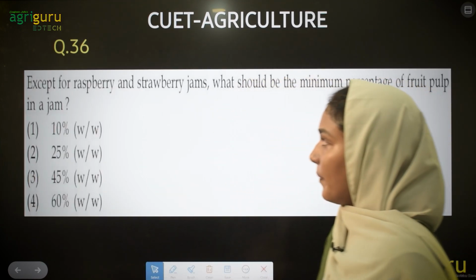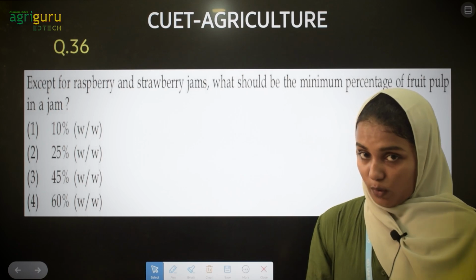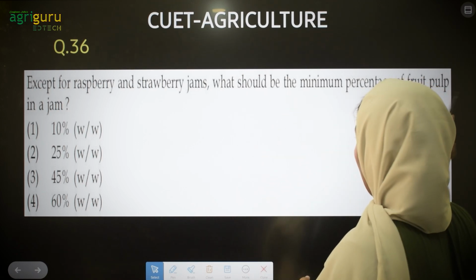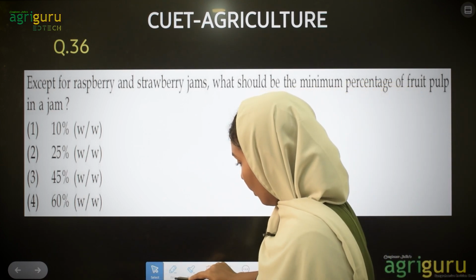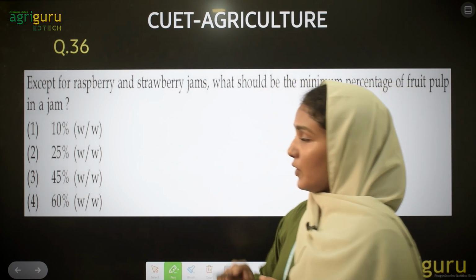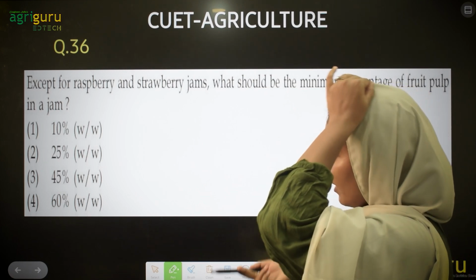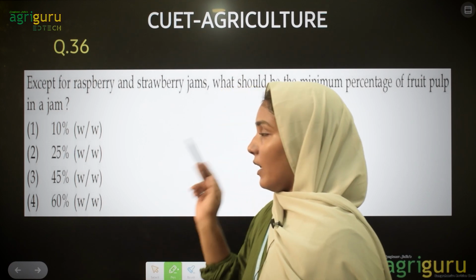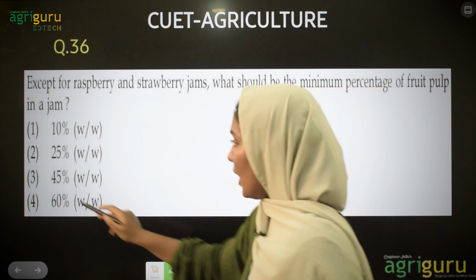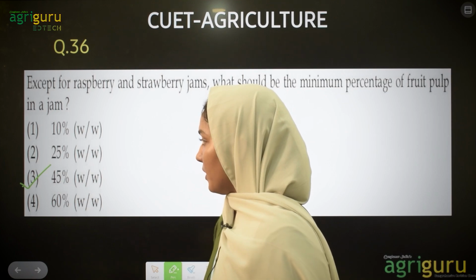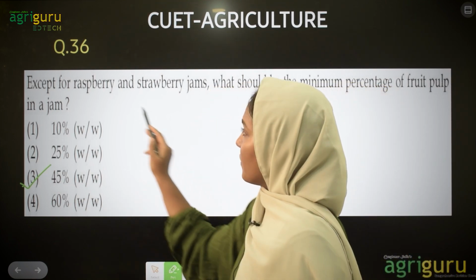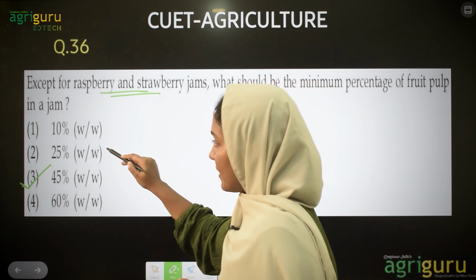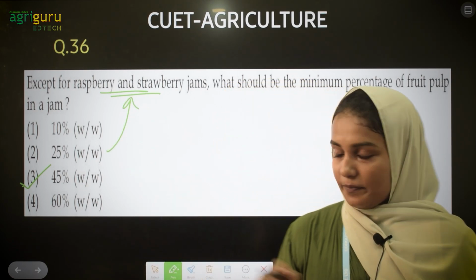Question number 36. Except for raspberry and strawberry jams, what should be the minimum percentage of fruit pulp in a jam? The answer here is, for all other fruits, the fruit pulp percentage should be 45%. From this we can get another question: what is the percentage required for raspberry and strawberry? It is actually 25%.